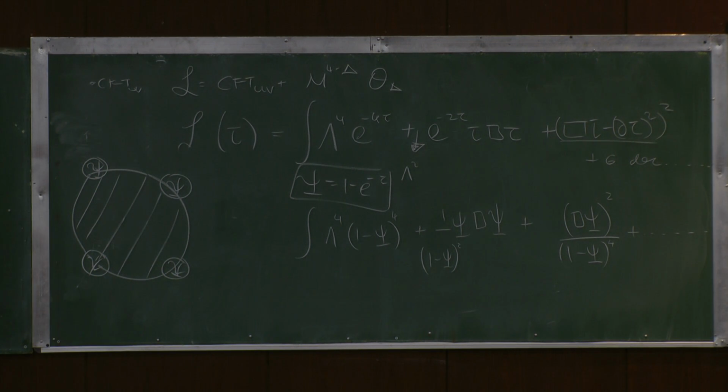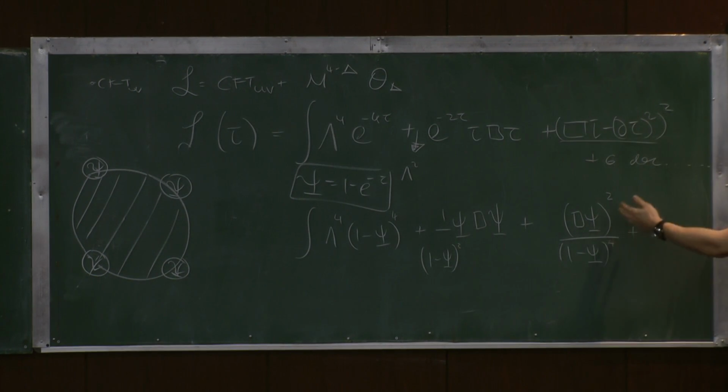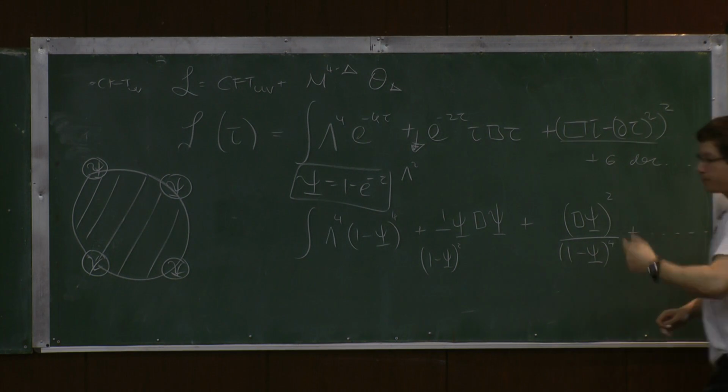This diagram is non-zero because there is some 4 psi interaction coming from here at 4 derivatives. I'm expanding in derivatives, so I ignore the 2 derivative terms and the 0 derivative terms. Let's just focus on 4 derivatives. There is something that comes from here. It looks like box psi squared times psi squared.